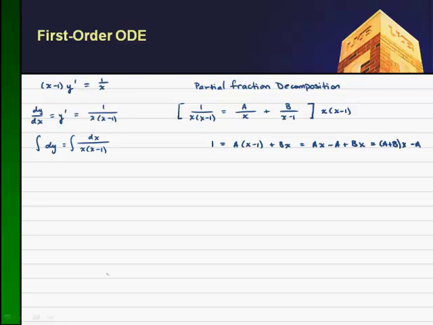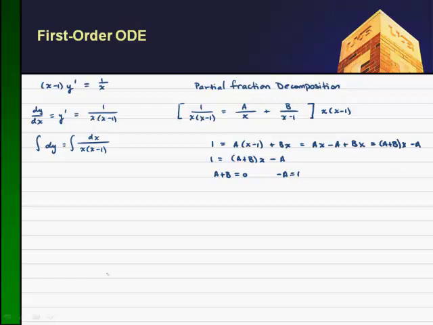Now if I want to compare the left-hand side to the right-hand side, it should be clear that I have no linear term on the left-hand side, so a plus b must equal 0. And the constant term on the left-hand side, of course, is 1, which says that minus a should equal 1. In order for the left-hand side to equal the right-hand side, the linear term on the left should equal the linear term on the right, and the constant term on the left should equal the constant term on the right.